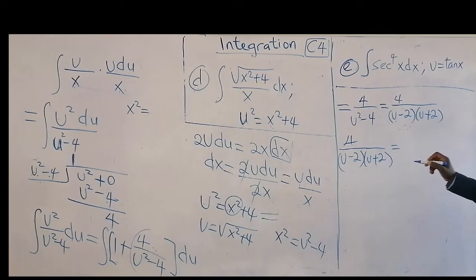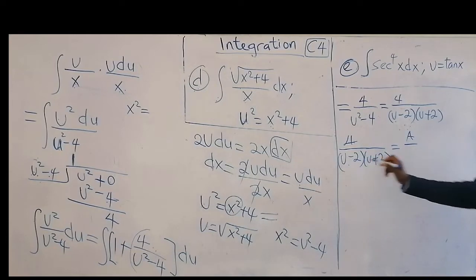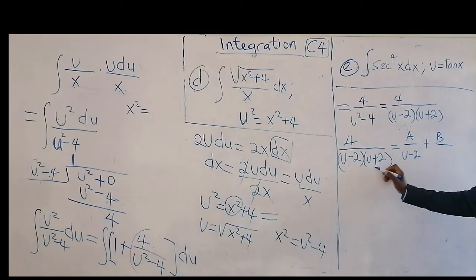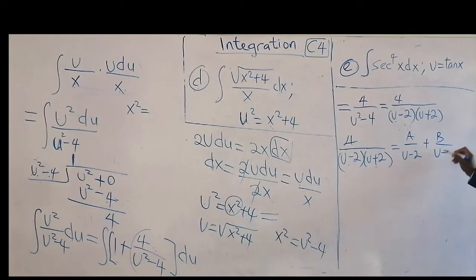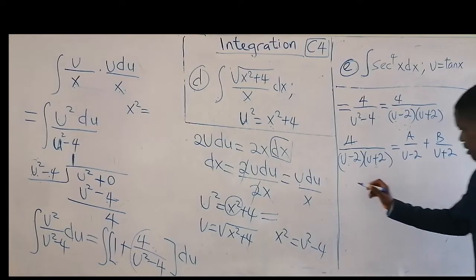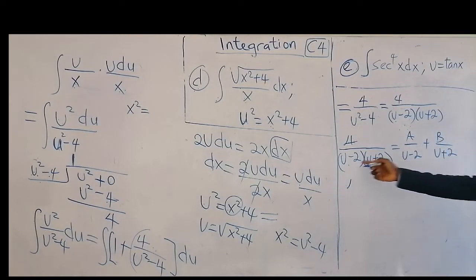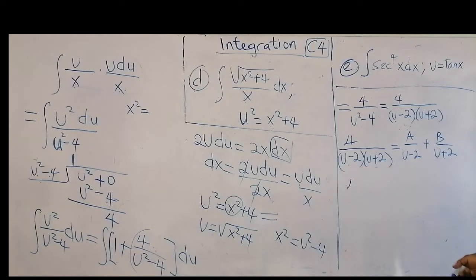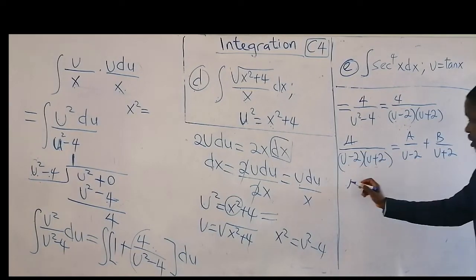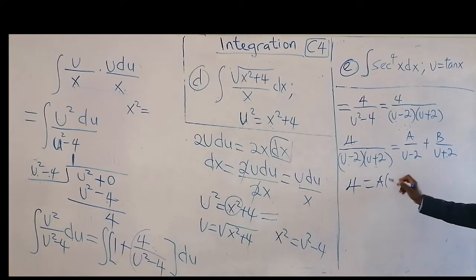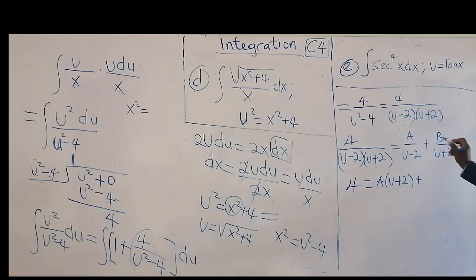And that will be equal to A over the first linear factor, u minus 2, plus B over the second linear factor, which is u plus 2. So then what we do is this: the denominators on the left and on the right are the same thing, so they cancel out. So equate the numerators, and that will be 4 equals A times (u plus 2), plus B times (u minus 2).